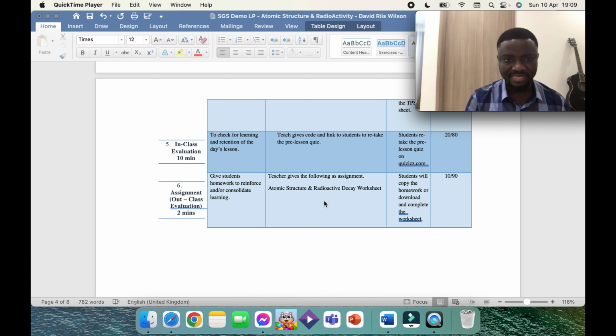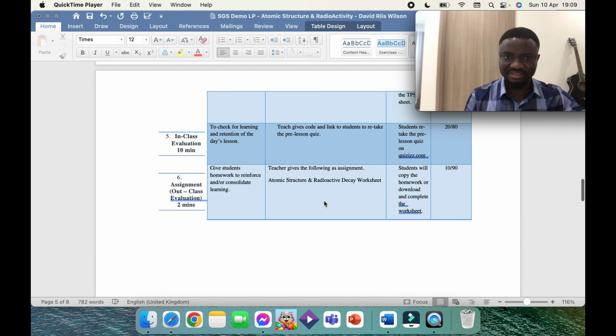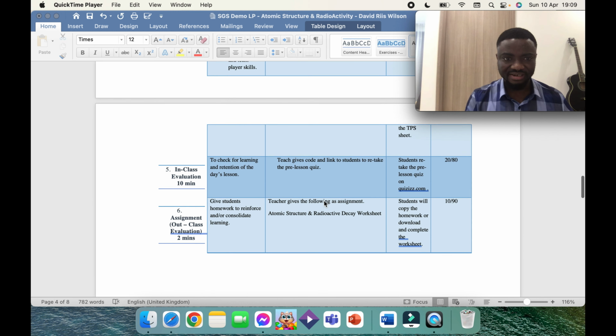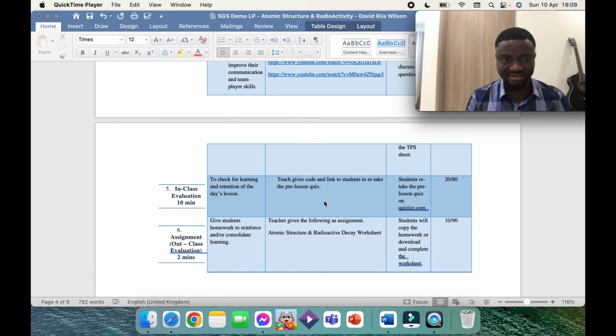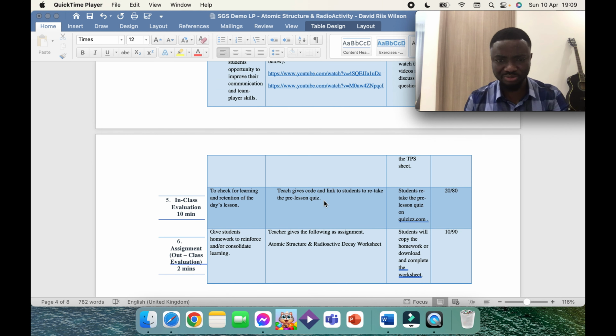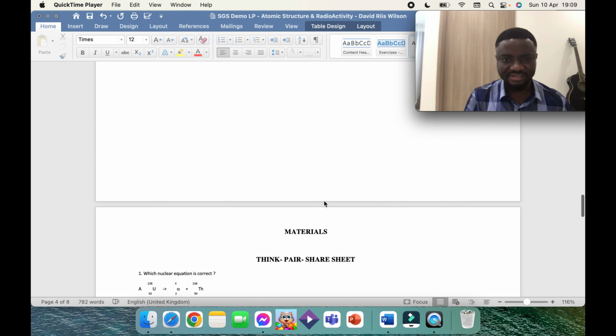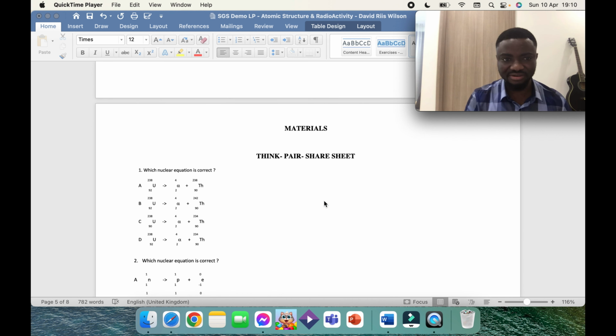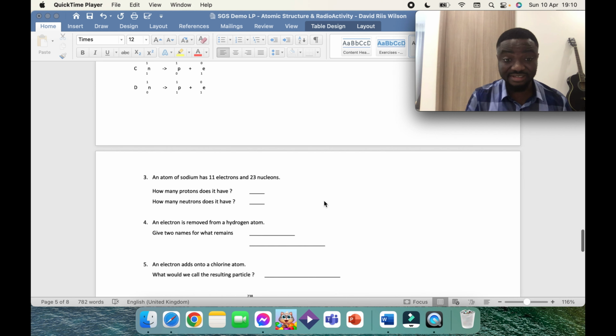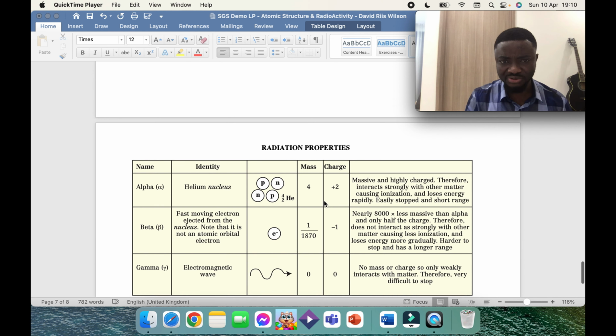So this is basically the lesson plan, and as you can see, each stage has the number of minutes and what the students will be doing, the objectives of the stage, what the teacher will be doing, and then the teacher-student participation or interaction percentage. And if you look below, these are the materials, the think-pair-share sheet, as you can see on your screen, and then also the radiation properties.